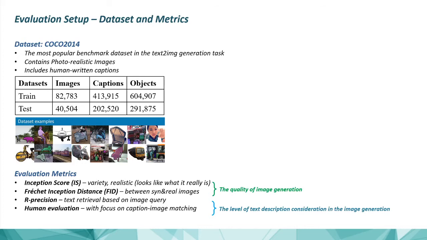For the evaluation metrics, we used IS, FID, R-precision, and human evaluation. IS and FID are commonly used for measuring the quality of basic image generation, while R-precision especially measures the consistency between the generated image and the input text. In addition to this, we also conducted human evaluation to measure the human perceived semantic consistency between the generated image and the given text caption.